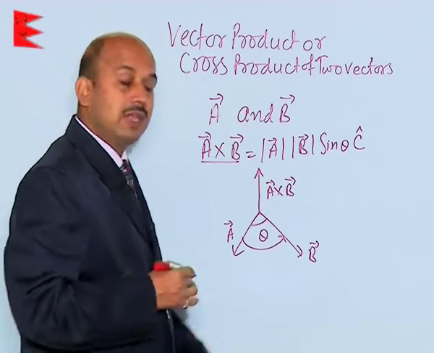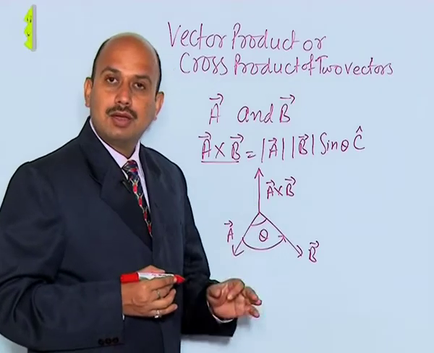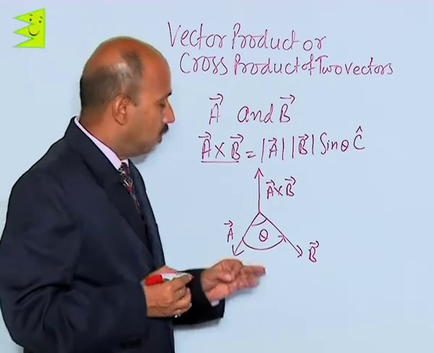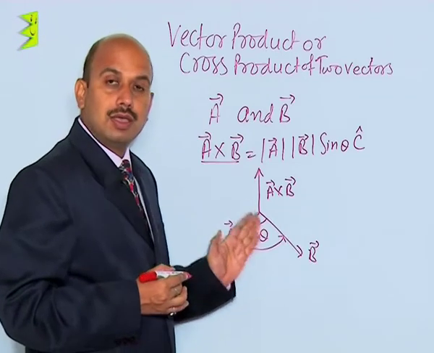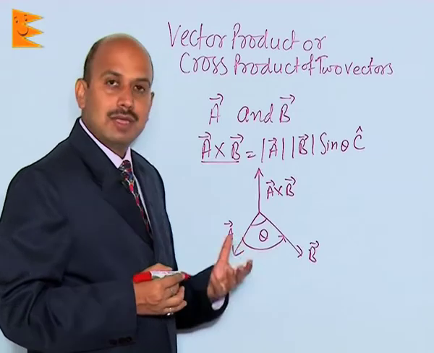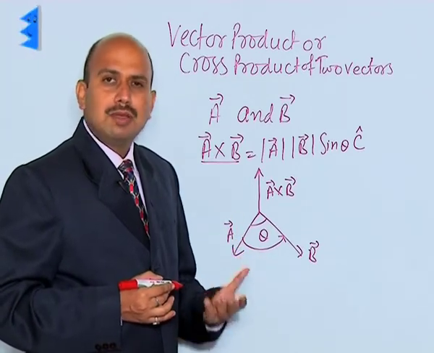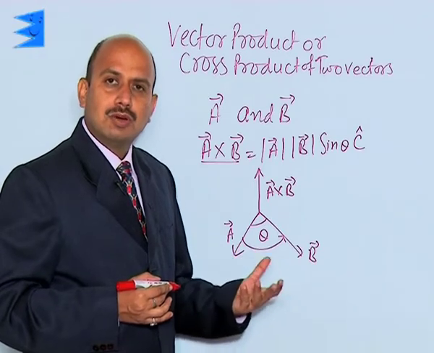See here, it is very important to find the direction of A cross B. Take care, the direction of A cross B is always perpendicular to both A and B, and this direction can be given by the right handed screw rule or right hand thumb rule. Simply see here, the right hand thumb rule.